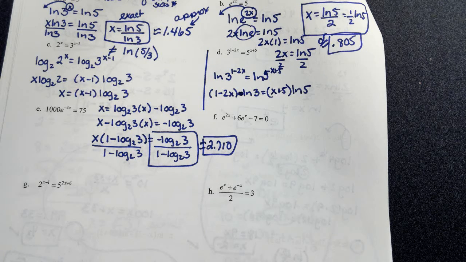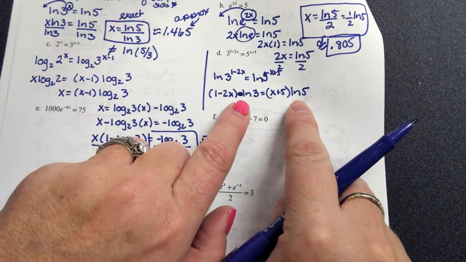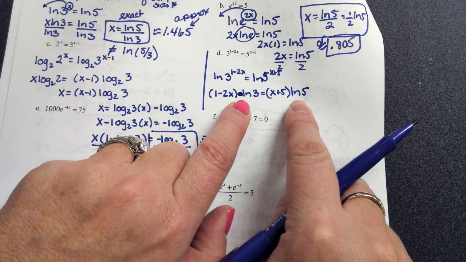Now, there's a couple different options. Again, natural log of 3 is just a number. Natural log of 5 is just a number. You could distribute both of those into the parentheses, or you could divide both sides of the equation by either the natural log of 3 or the natural log of 5. Again, somehow, some way, you're going to get rid of the parentheses. We are going to have to end up distributing eventually the natural log of 3 and the natural log of 5. You can make it a fraction and distribute a fraction, or you can distribute the natural logs as they are. They're equivalent.